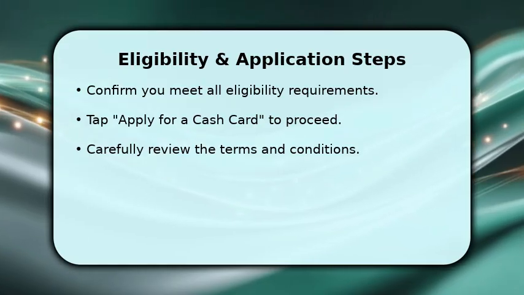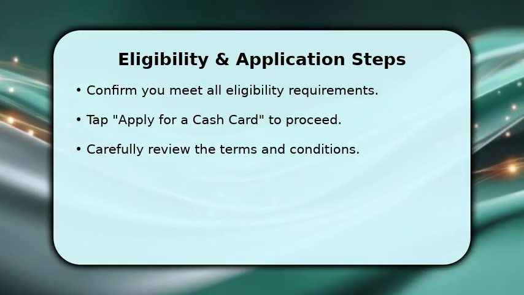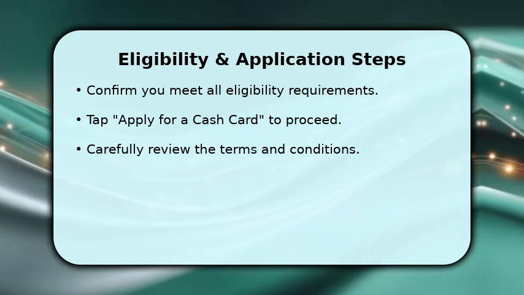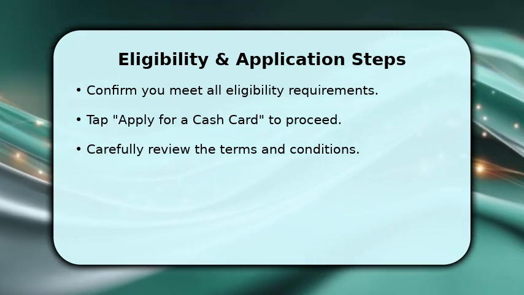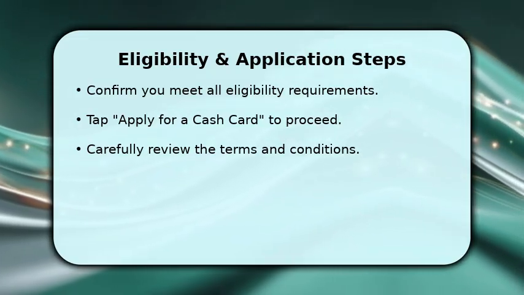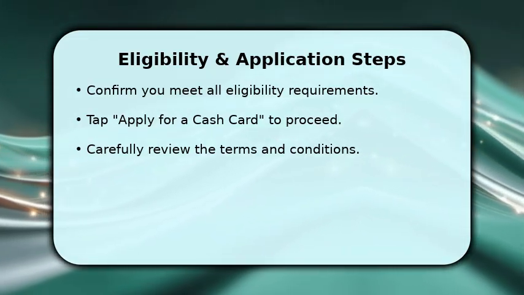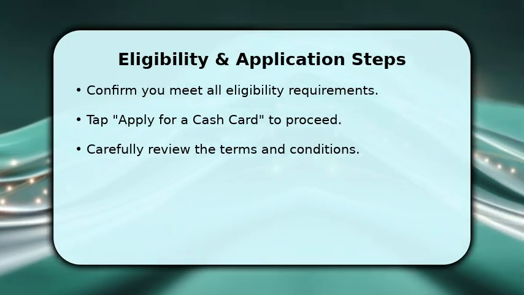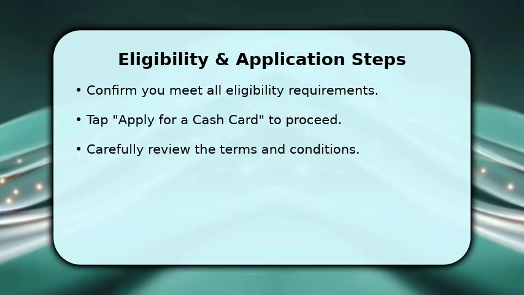After finding the Cash Card section, you'll need to confirm you meet all eligibility requirements. Robinhood will outline these clearly for you. Once confirmed, tap the Apply for a Cash Card button to move forward. Before submitting, take a moment to carefully review the terms and conditions. Understanding these details is important for a smooth experience.